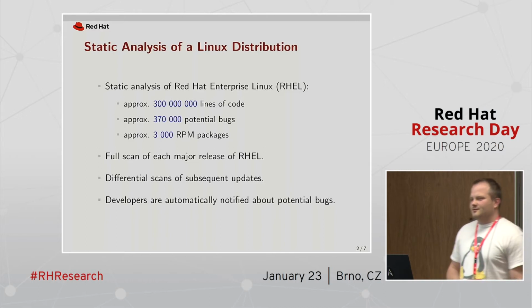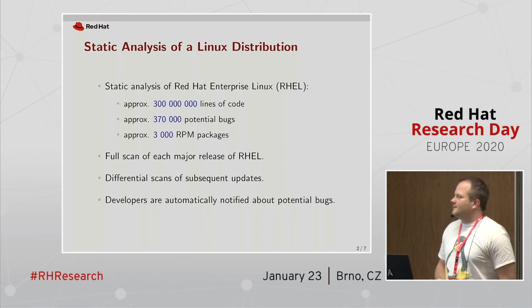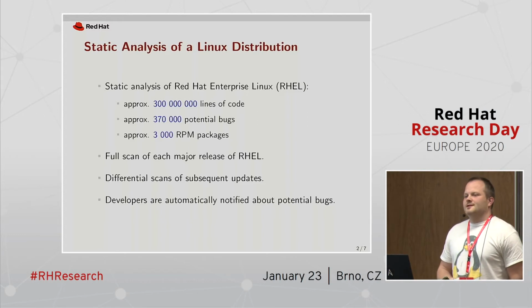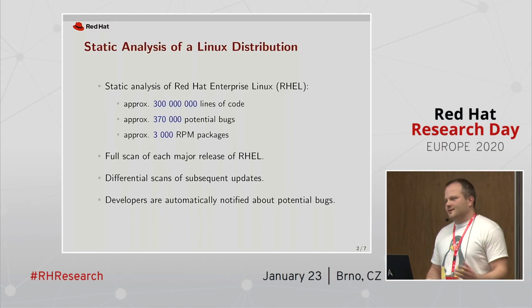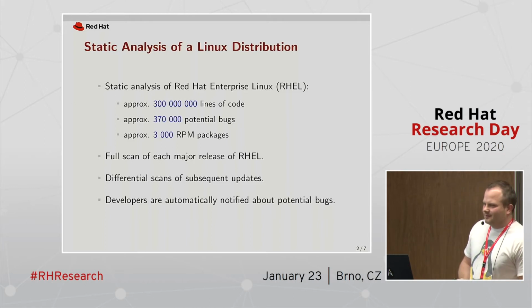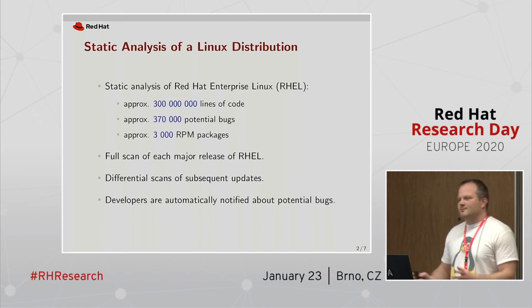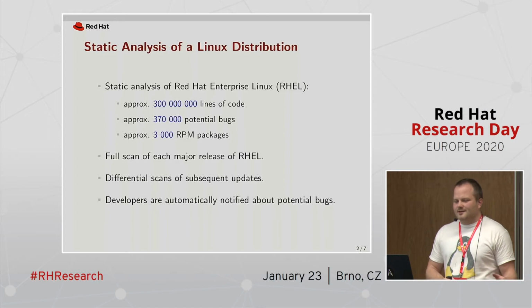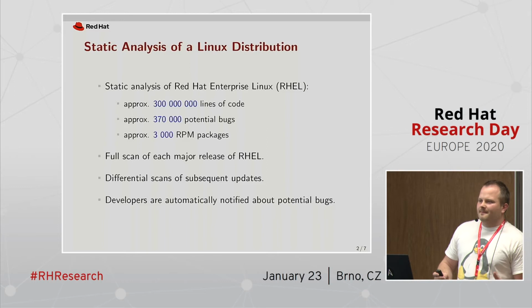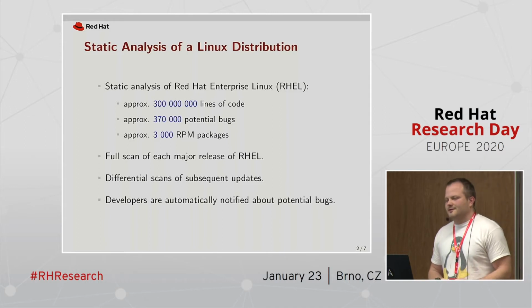The distribution consists of approximately 3,000 RPM packages. Each of them is slightly different, so we need to handle different build systems, coding styles, or even programming languages. But we do not have the manpower to customize static analyzers for each single package, so we develop a universal tool that can statically analyze an RPM package fully automatically. And this tool is called CSMock, and I will talk about it later.